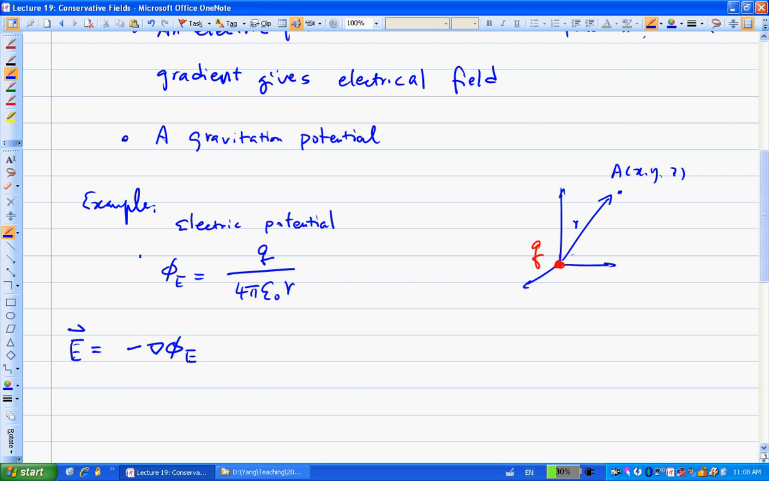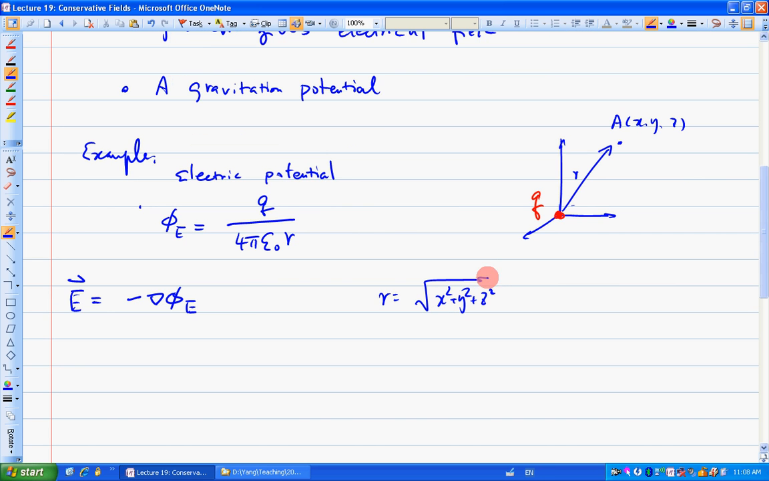So taking the gradient of this one here is nothing really tricky. All you need to do is Q, and this is our constant. The only variable here is R, and R is the distance from there to there. So R is x squared plus y squared plus z squared. So what happens is you're basically taking the partial derivative of this one over x, over y, and over z, right?